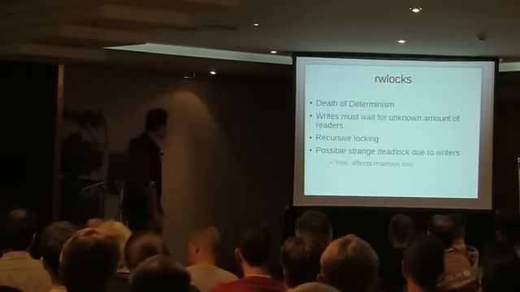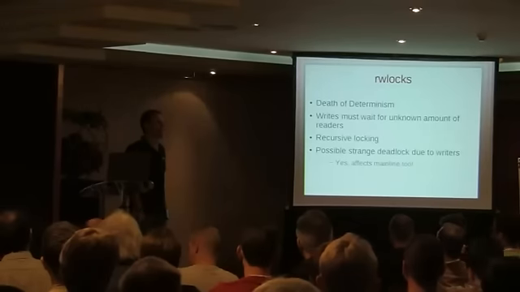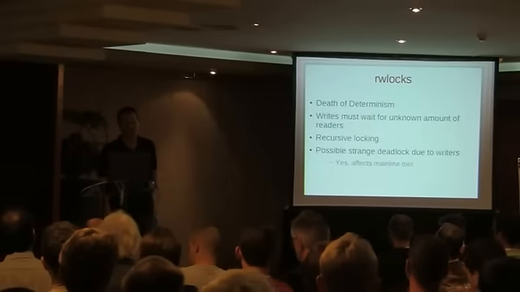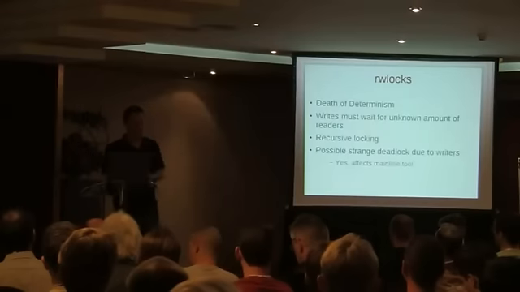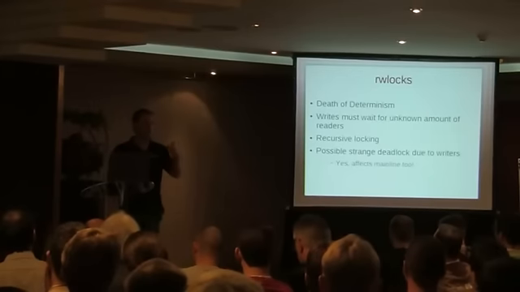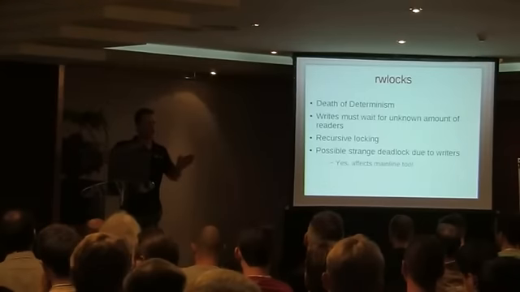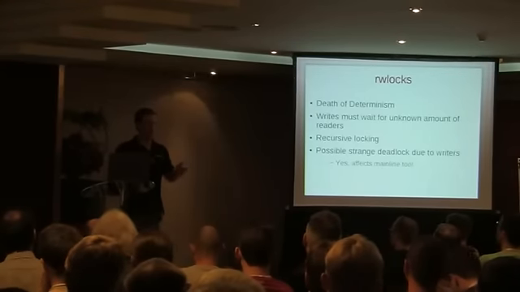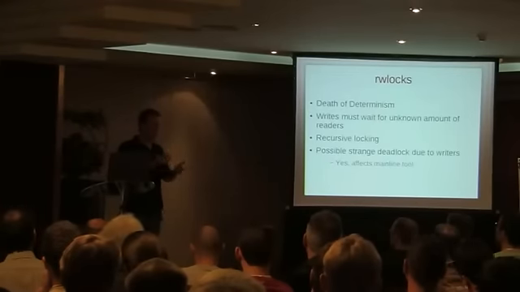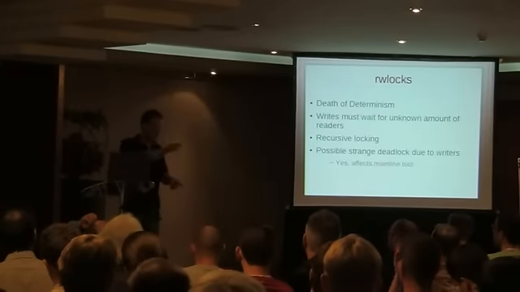So, RW locks, we hate them. They're really horrible things. They do cache line bouncing, and they do a lot of stuff. But they're also deaf to determinism. When you have multiple readers, a writer blocks. The critical section is O of N length, where N is the number of readers. So if you have 50 readers, 100 readers, all entering at the same time on 50 CPUs, the writer has to wait for every one of these guys.